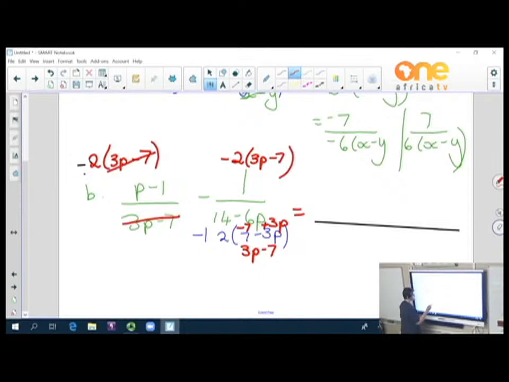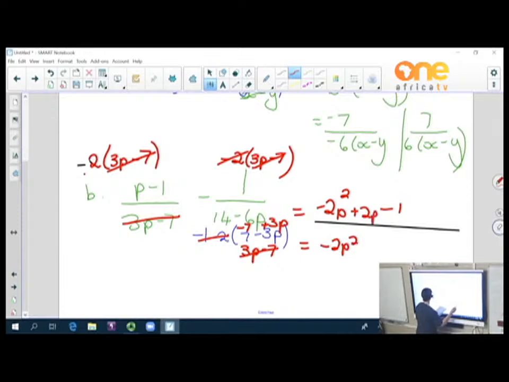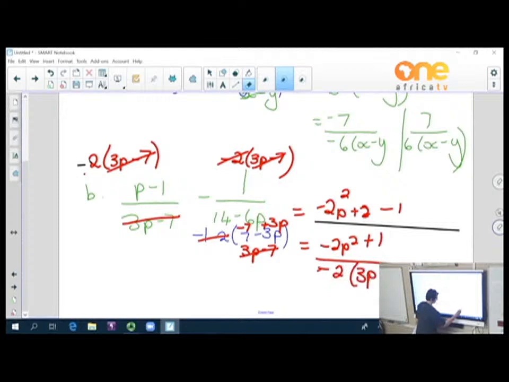So now we have to multiply it here, which makes it negative 2p squared plus 2. 3p will cancel out, the negative 2 will cancel out, and it is minus 1 here. So this is then negative 2p squared, that is a p plus 2, no. Negative 2 plus 2, no, that is just 2, plus 2, and plus 2 minus 1 is plus 1 over negative 2, 3p minus 7.